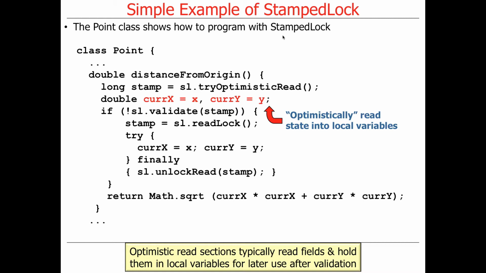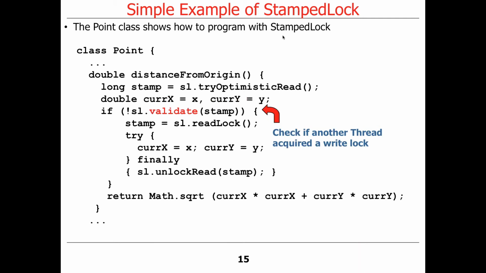Now, to make it even more interesting, if the other thread acquires the lock for writing but doesn't actually change X and Y, we can't really distinguish that, and therefore we just always assume the worst case. So if someone has acquired the lock for writing in this little tiny window, we're going to assume that those values have changed. And so what we do here is we go ahead and we call validate.